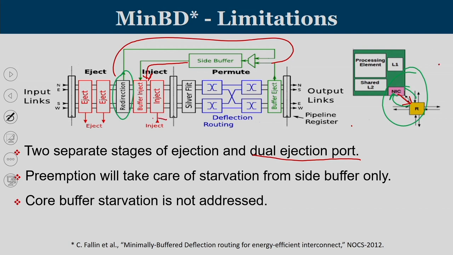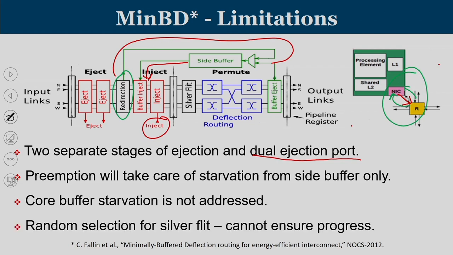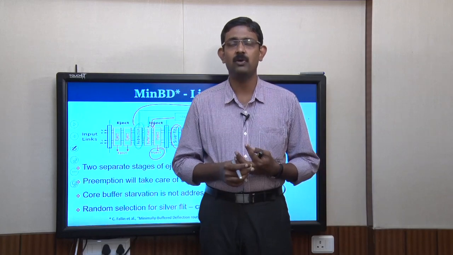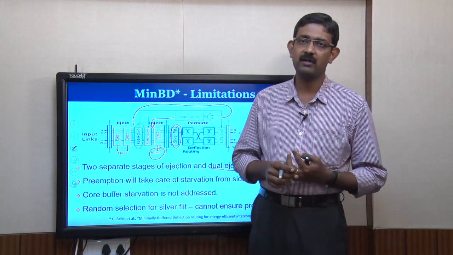The flits that are waiting in the core buffer, that is newly created flits, their starvation is not addressed. And the last problem with respect to MinBD is that silver flit is a strictly local selection. So, a flit that is silver in the current router may get a productive port, but once it reaches the adjacent router, then it may not be silver. You will not be getting a silver flit there.